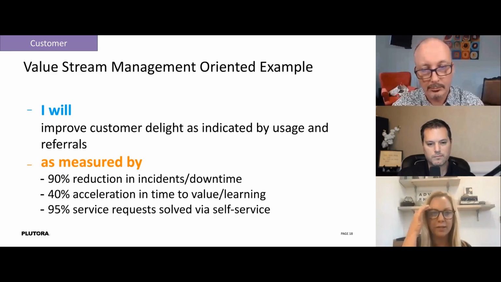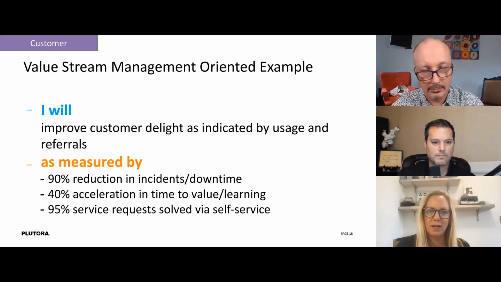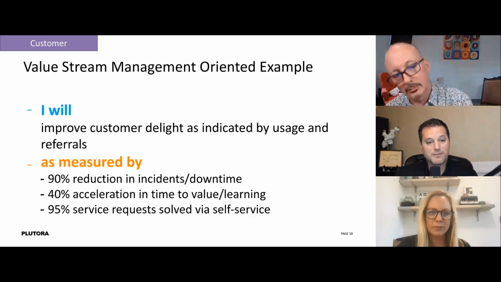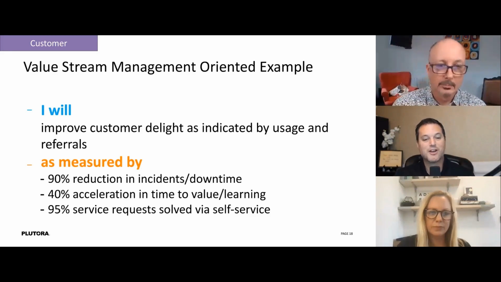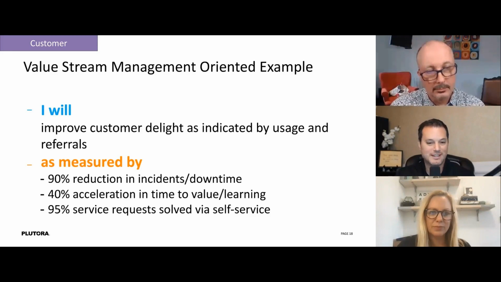So Jeff, what else can you tell us about this customer-oriented, value stream management-oriented OKR example? Well, it really looks at how do I improve what's happening from the customer's perspective. The key is, remember, from the customer perspective. One of the key things that I could go on a long time about this, but I won't.